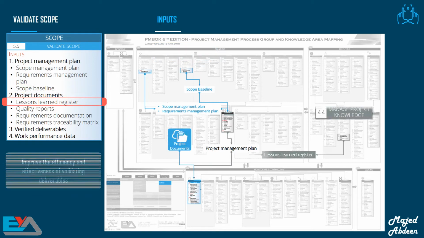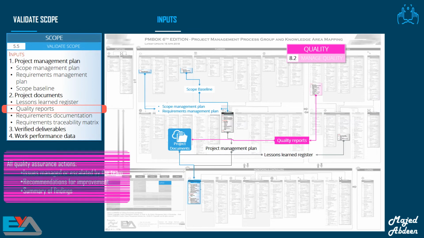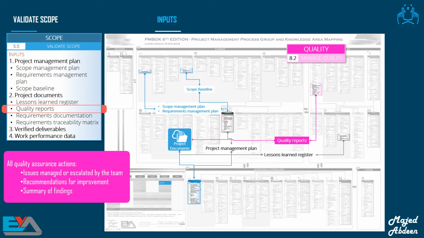We also want the project documents as an input. From these, we need the lessons learned register. We can use lessons learned earlier in the project and apply them to later phases, which helps us improve the efficiency and effectiveness of validating deliverables. Remember this for the PMP exam. We need the quality reports. These reports are outputs from the managed quality process.